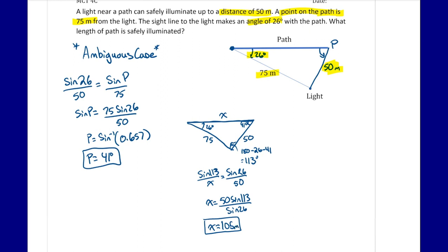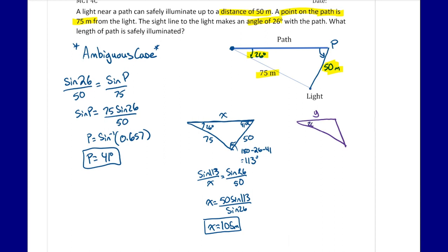Say meters. So that means that the entire pathway from the person to the farthest point where the light reaches is 105 meters. However, the light does not always reach the entire pathway. So we need to figure out the ambiguous case. We need to figure out what's the closest to the person that this 50 meters of light reaches.